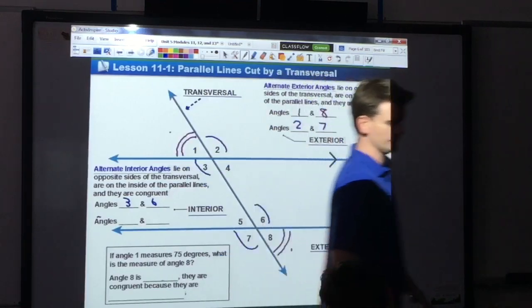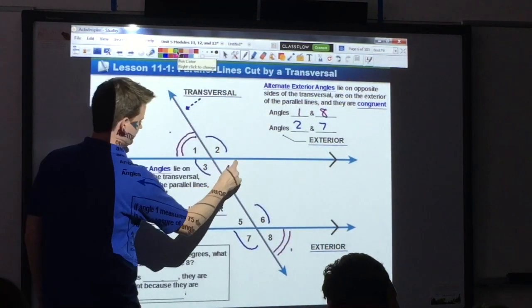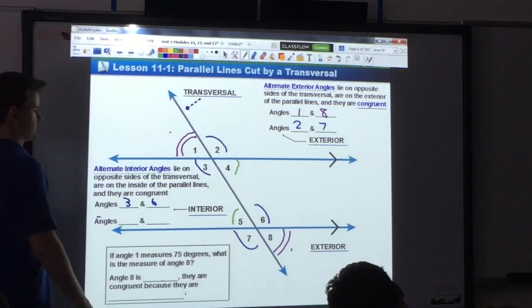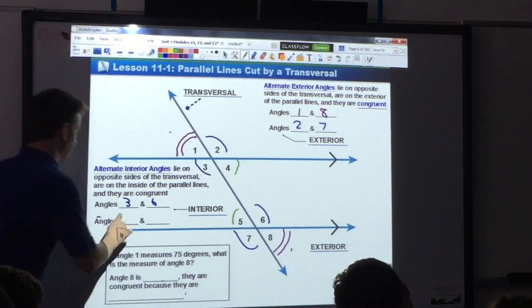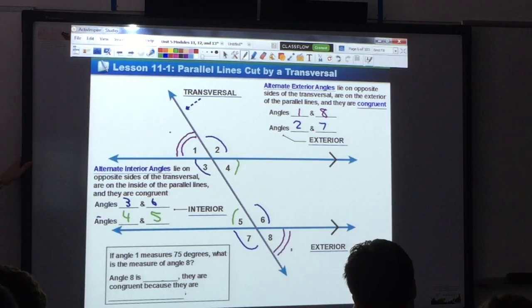Good job. Chavez, what's the other pair? 4 and 5. Let's see. Opposite sides of the transversal, inside the parallel lines, congruent. Absolutely. 4 and 5. Those are alternate interior angles.